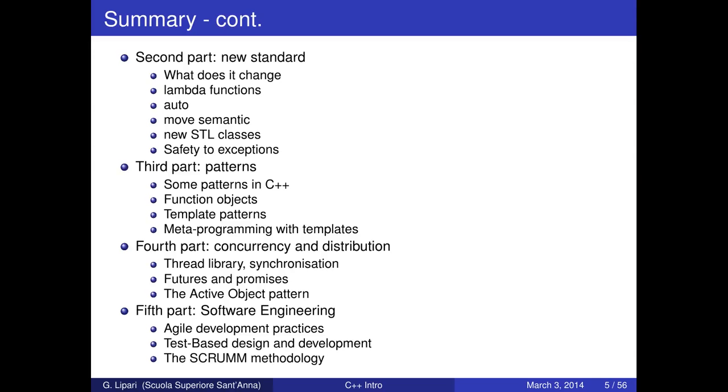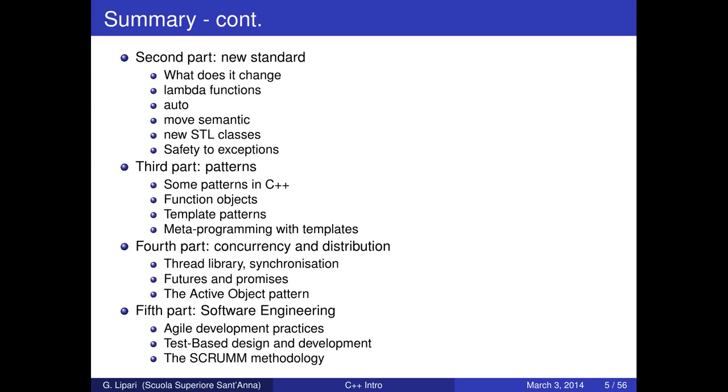Okay, and then we are also going to review very quickly some programming patterns in object-oriented programming, and in particular applied to C++. So the typical programming patterns are as described by the book of Gamma, Vlissides, Johnson, and so on. And also we are going to describe function objects, a little bit of functional programming in C++. I'm going to discuss template metaprogramming and template patterns.